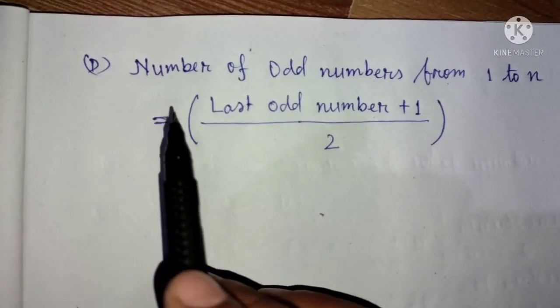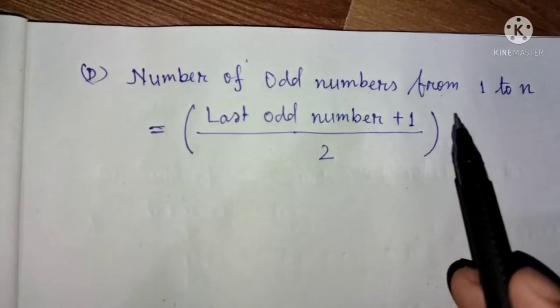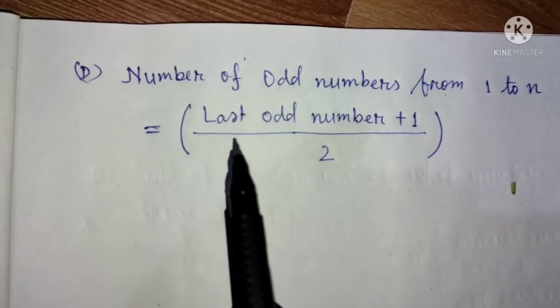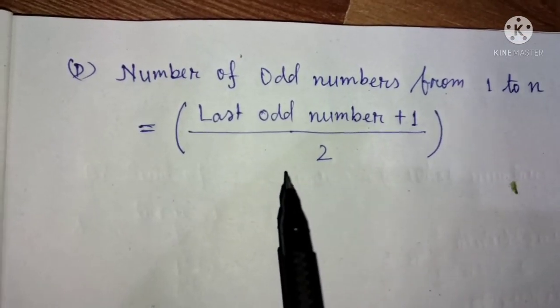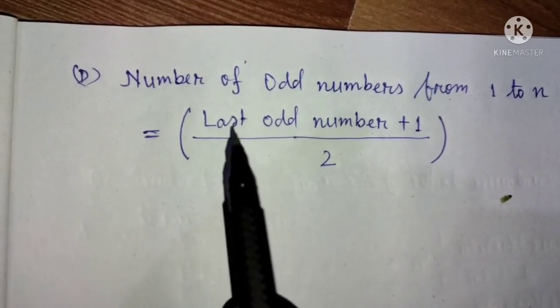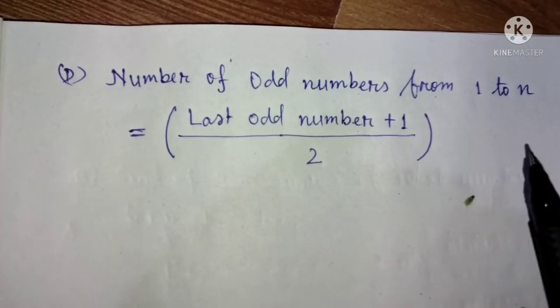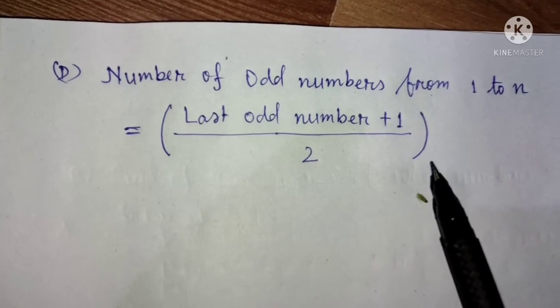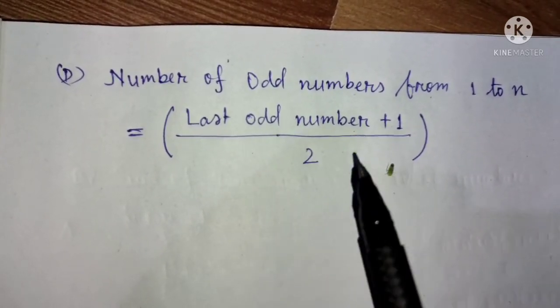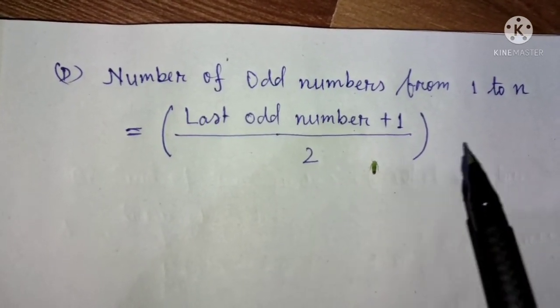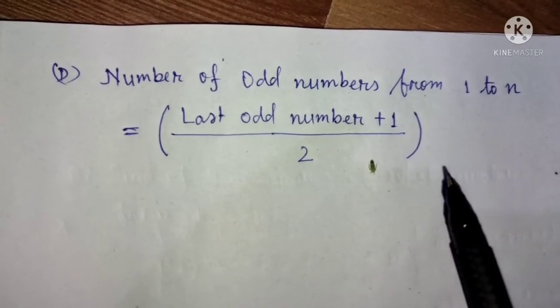Next we shall discuss the number of odd numbers from 1 to n, and it is equal to the last odd number plus 1 divided by 2. So friends, most of the times we do not know how many odd numbers are lying between 1 to 100, 1 to 1000, 1 to 500, something like that. So in that case you just use this idea and it will give you the odd numbers from 1 to 100, 1 to 200, 1 to 1000, something like that.